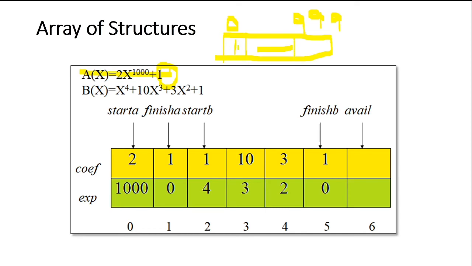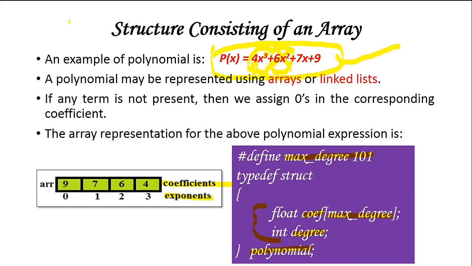All other fields, that is 2, 3, 4, etc. till 998, you will be filling with the zeros, and then you are going to fill this 2 over here, right? So what will happen now is, when you are doing like this, so many blank spaces are there. So wastage of memory will be happening in this particular case, structure consisting of an array.